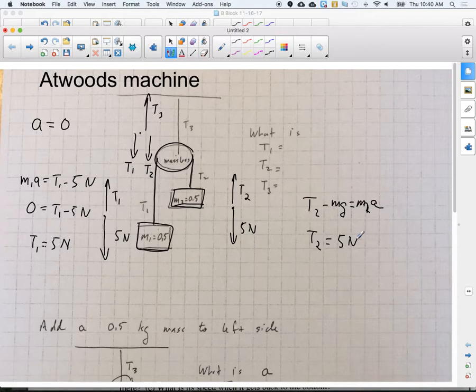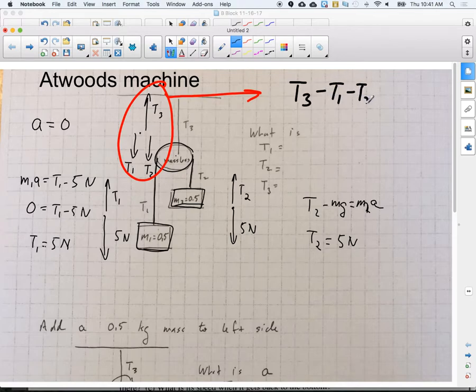This one right here gives me T3 up minus T1 minus T2 is equal to 0, no acceleration. And therefore, T3 is equal to 5 plus 5, which is 10 newtons.